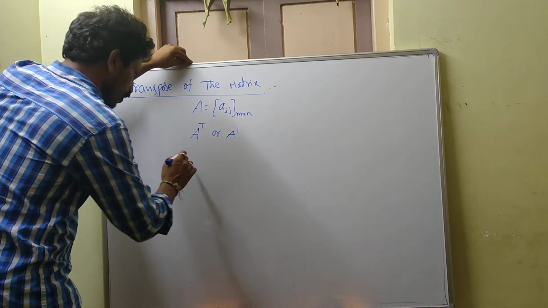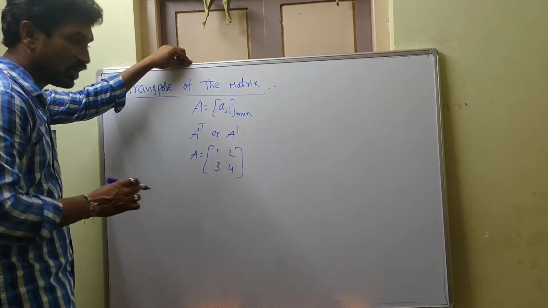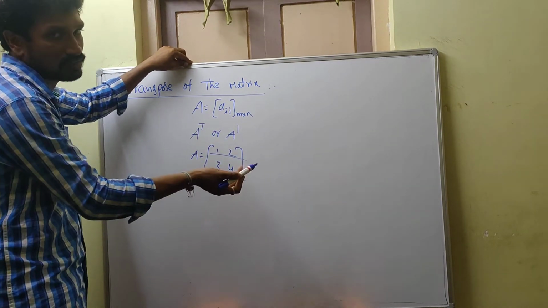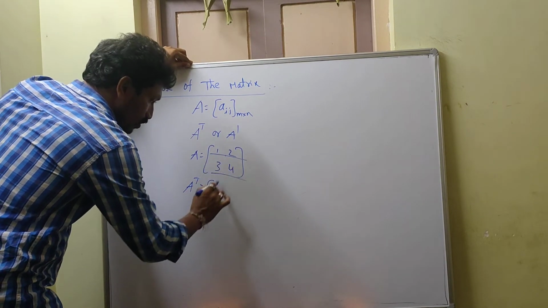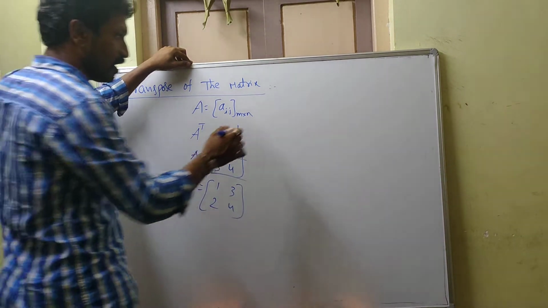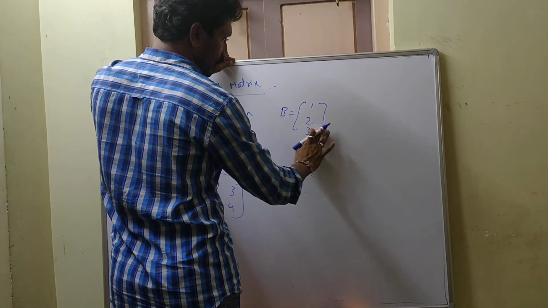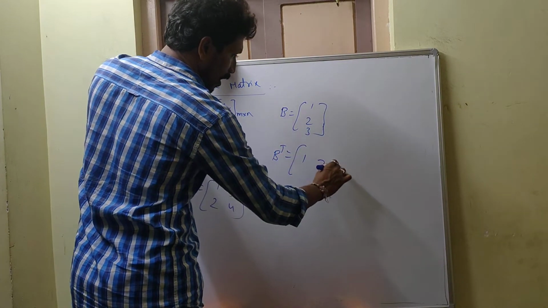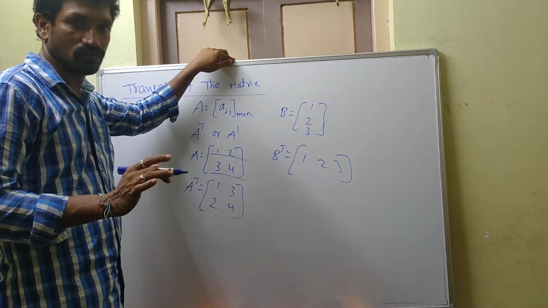Let us take one example. If A is equal to 1, 2, 3, 4, here these are the rows. You write either rows as columns or columns as rows, that is enough. So A transpose is equal to, take first row as first column, second row as second column. This is the transpose of the matrix A. If you take B is equal to 1, 2, 3, this is a column matrix. Then B transpose is the row matrix 1, 2, 3. Rows as columns or columns as rows.